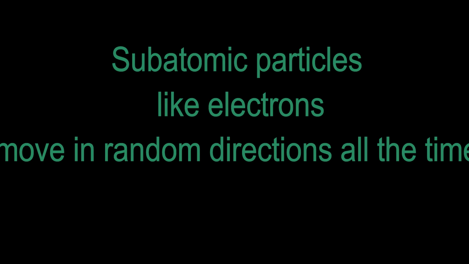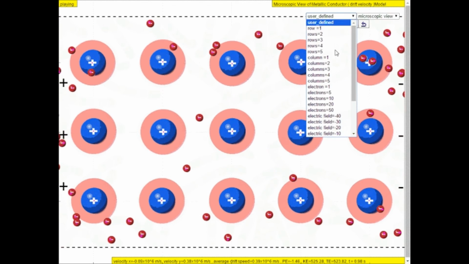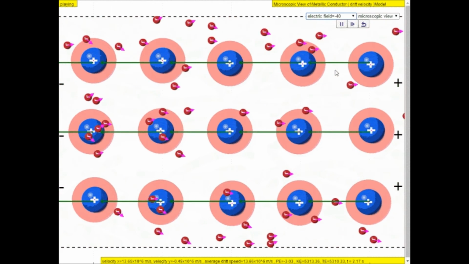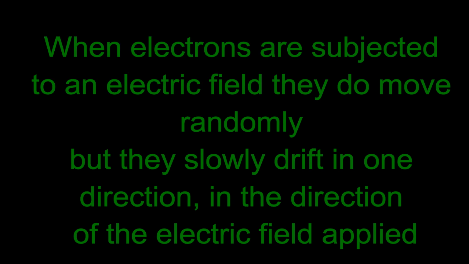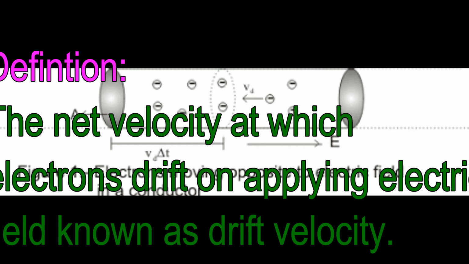In a conductor where no electric field is applied, subatomic particles like electrons move in random directions all the time. Like here, red bubbles are showing the electrons which are moving in random directions in a conductor when no electric field is applied to them. But when the electrons are subjected to an electric field, they are still moving randomly to a certain extent, but they slowly drift in one direction, the direction of the electric field applied. It's known as electron drift velocity.